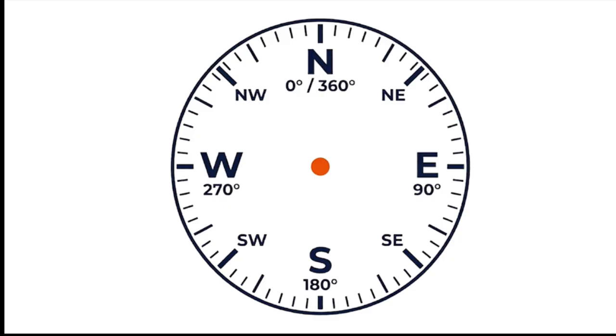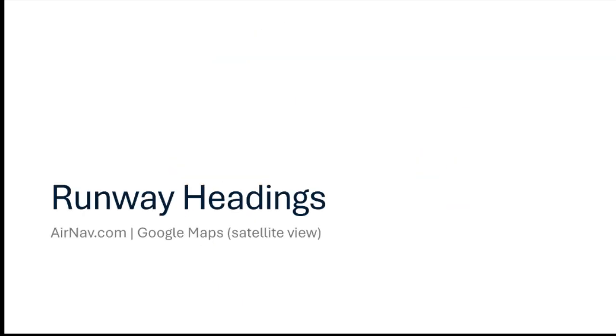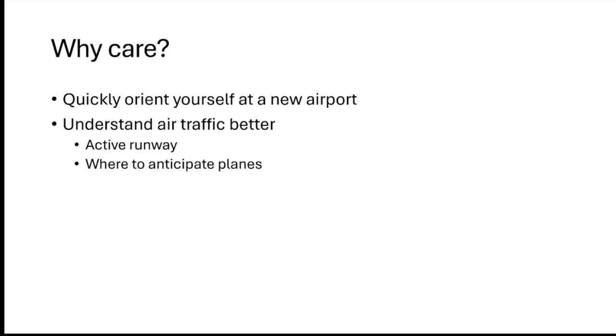And from there, we can also add in the northeast, the southeast, the southwest, and the northwest. And you can just do the math in between if you actually want to know the numbers for those. So how does this relate to runway headings? We're going to be looking at data from two different websites. So one is airnav.com, and this is not the only place that you can get this data from, but this one I feel like is pretty simple to use. And then of course, Google Maps as well, using their satellite view.